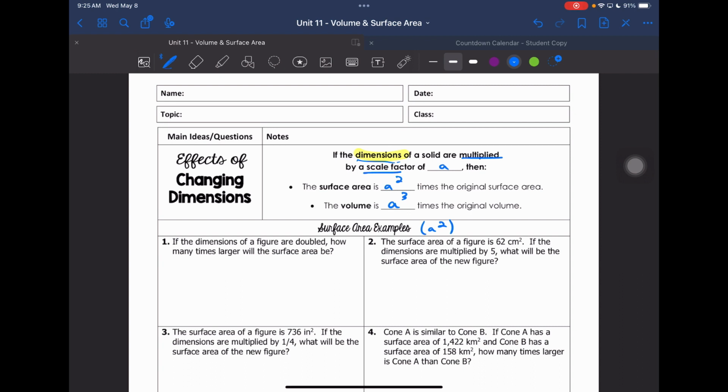For example, number 1 says, if the dimensions of a figure are doubled, how many times larger will the surface area be? Well, each dimension is multiplied by 2. That would be our a, and we're going to square that. So 4, which means that the surface area would be 4 times larger.